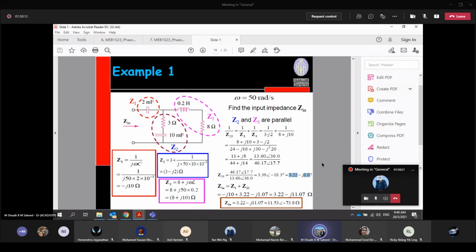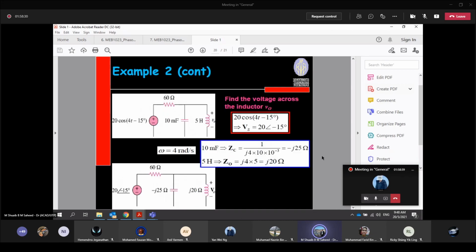Any question on this? Okay, please try. Example 2. Okay, guys, I will leave this to you to check. Please go through this example.